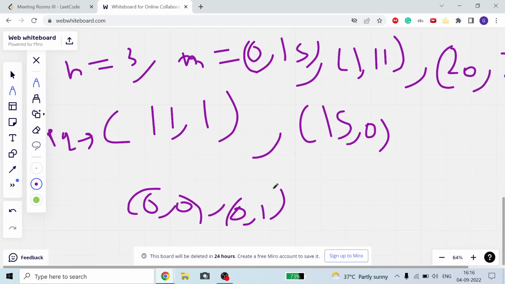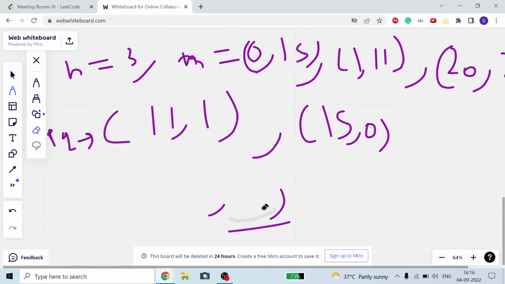So I will take 0 comma 15 and provide it to room number 0. So at 15 my room number 0 will be free. Now at 1 comma 11, our meeting comes at 1. So the first free room is 0 comma 1, so we will give it the room and it will be free at 11. So at 11 our room number 1 is free, and at 15 our room number 0 is free.